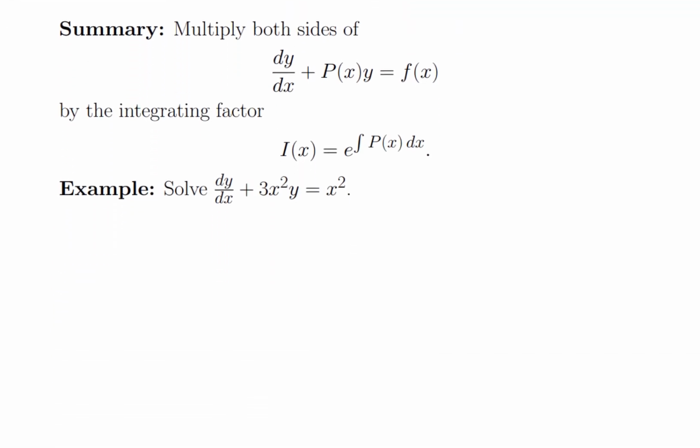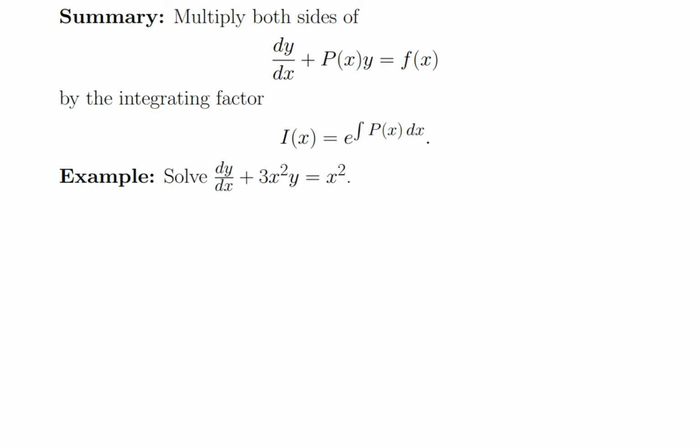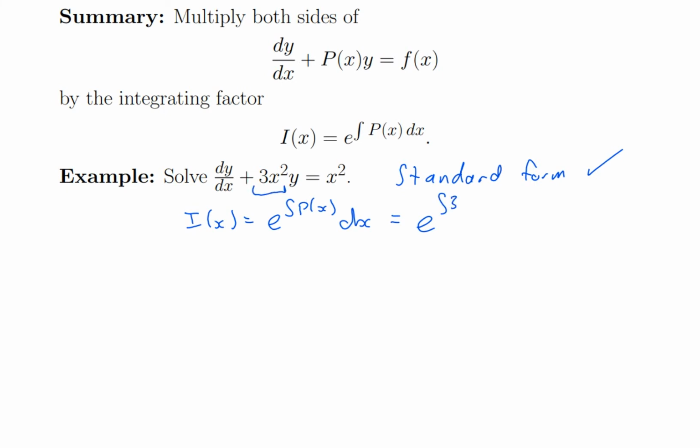There we go. So let's just use that method on this equation. dy dx plus 3x squared y equals x squared. First check that it's in standard form with no function of x in front of dy dx. Yes it is, that's good. That means the integrating factor is e to the integral of p of x dx, which is e to the integral of p of x, which is just whatever the coefficient of y was. Integral of 3x squared is x cubed, so the integrating factor is e to the x cubed.